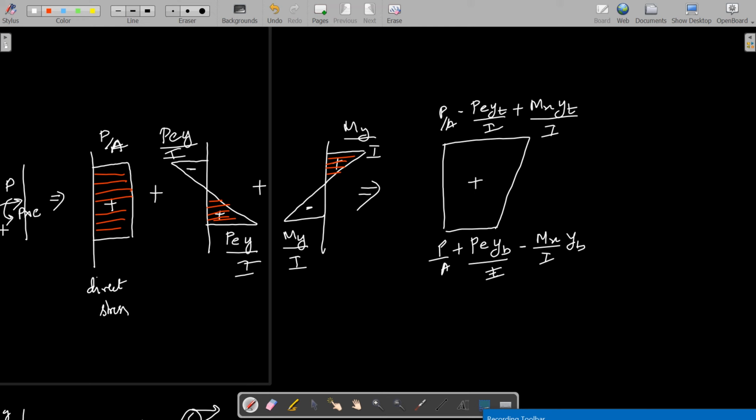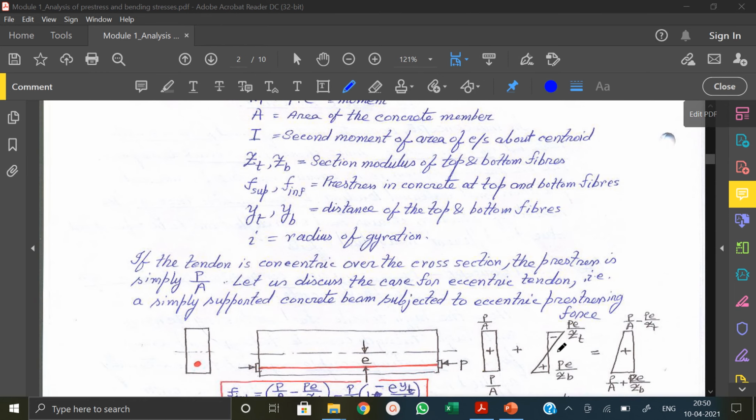This will be totally under compressive stress, which means the concrete itself will take all the force which is coming due to the applied load as well as due to the self weight, and the structure will be safe. So now, based on this understanding, if the tendon is concentric on the cross section, the pre-stressing is simply P by A, which means if it is without any eccentricity, there is only direct force, that is P by A, and this is the case where we are not considering the UDL.